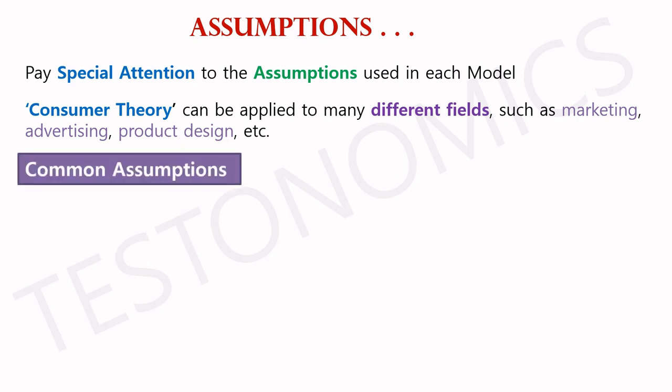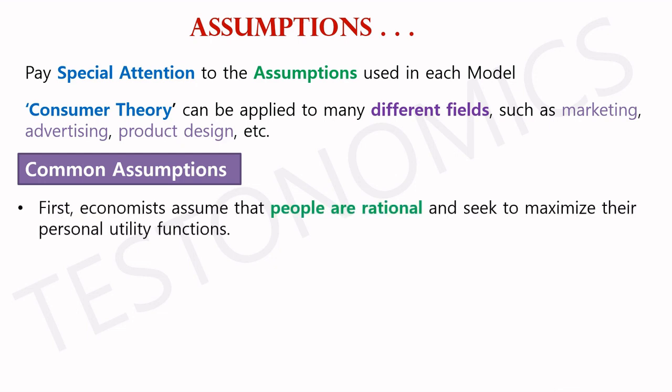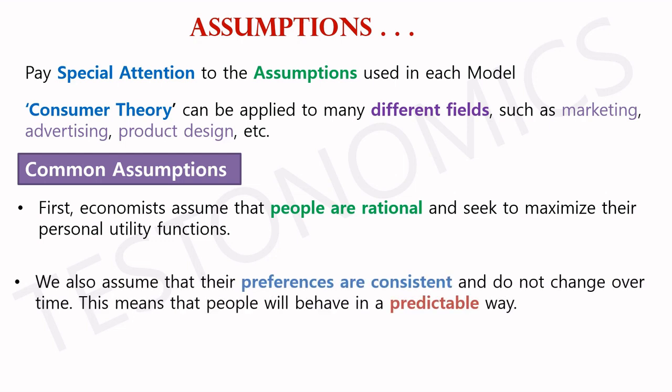There will be some common assumptions throughout this course, or at least this unit. For example, first of all, economists like to assume that people are rational and seek to maximize their individual utility functions. So what this means is people take decisions in a way which are expected to give them higher utility. We also assume that preferences are consistent in the sense that they do not change very quickly. This is required so that we are able to assume that people behave in a predictable way. Let's move ahead.